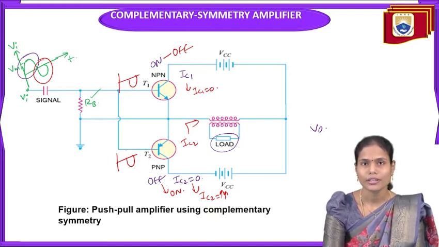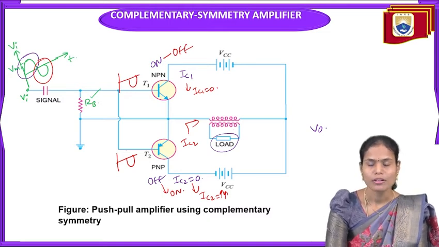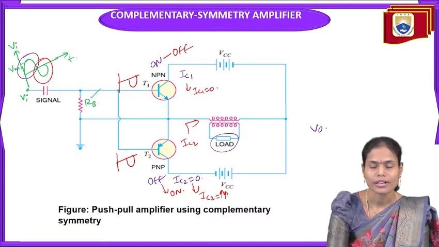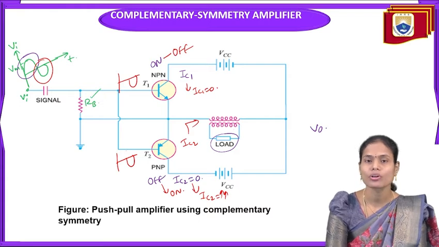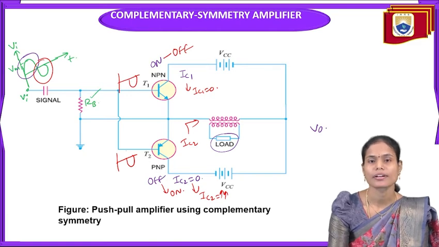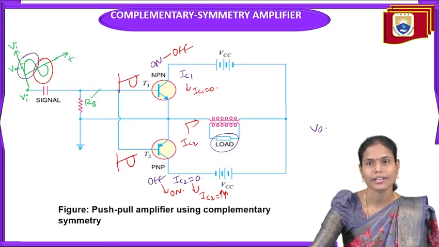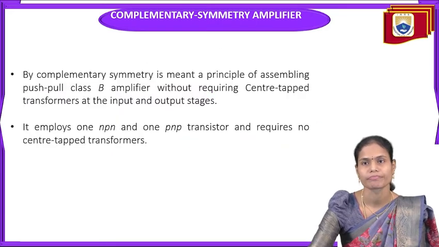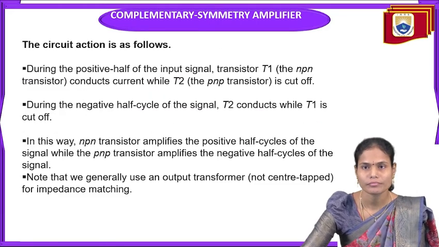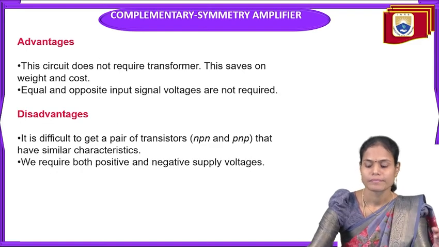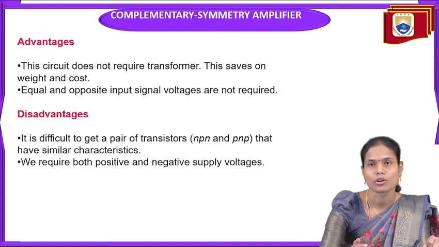So here we utilize the total full cycle: one half cycle for conduction of one transistor and the other half cycle for conduction of the second transistor. These transistors conduct alternately in order to provide the output current as well as voltage. So this is the basic operation of the complementary symmetry amplifier.